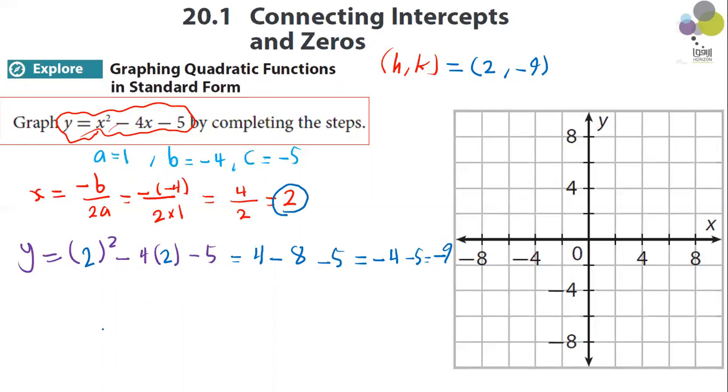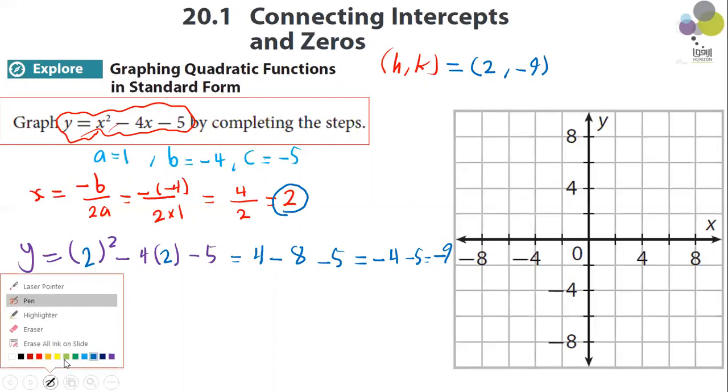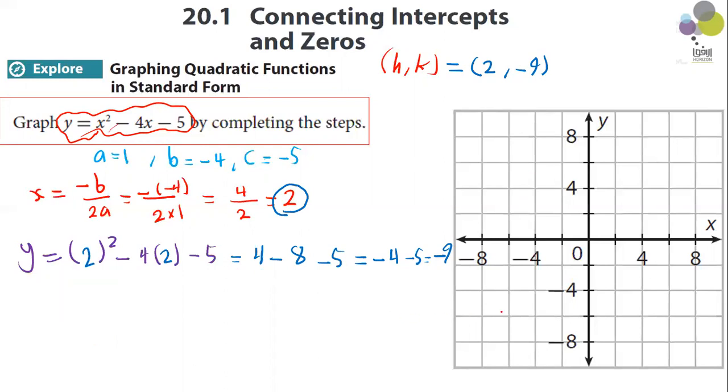Let's plot the vertex on the grid. This is 2, and this is -9. This is -8, -10, counting down by 2: -2, -4, -6, -8, so this is -10. So in the middle, between -8 and -10, we will find -9. And 2 here. So this is the vertex.